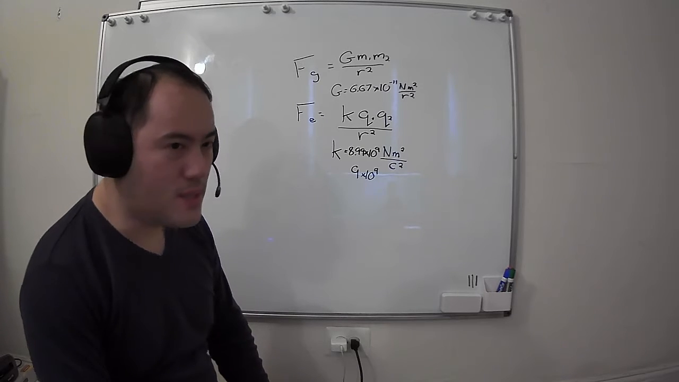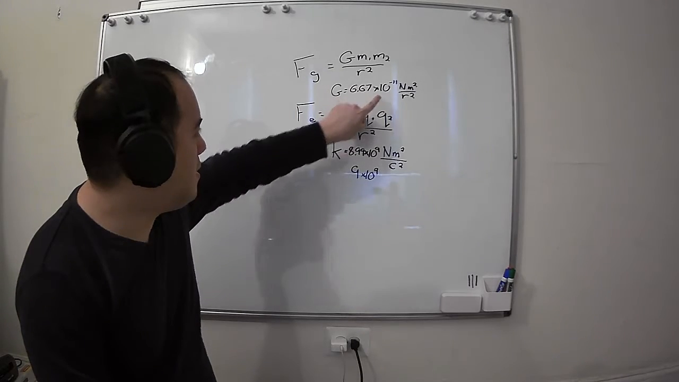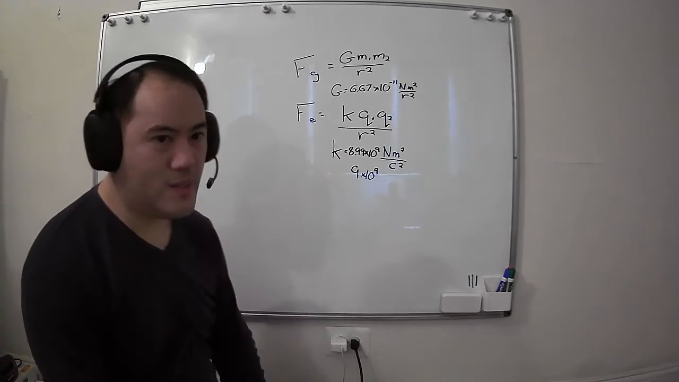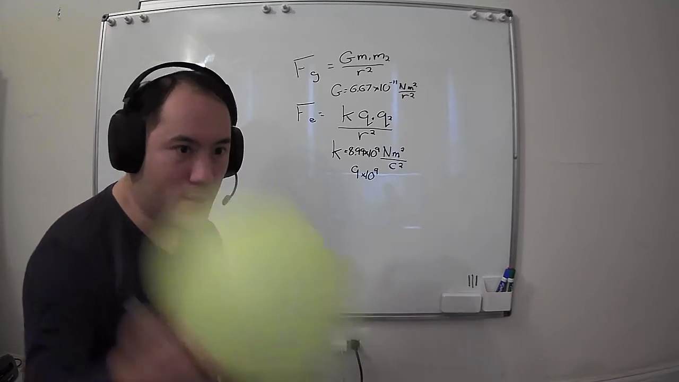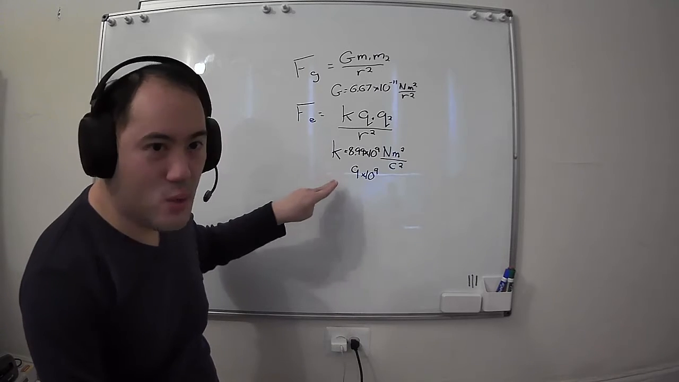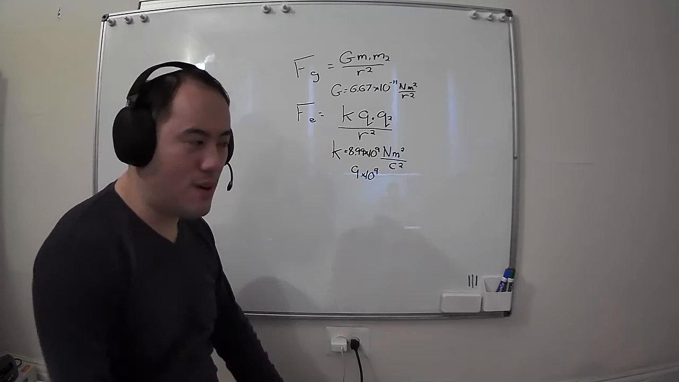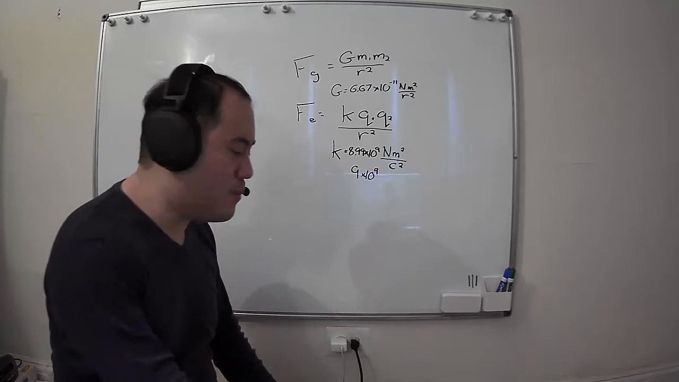Something's really strange. G is so small and K is so big. But in real life, when I rub this balloon on my head or whatever, Fe is so weak and gravity is so small. Does this make sense? Let's do a practice problem.